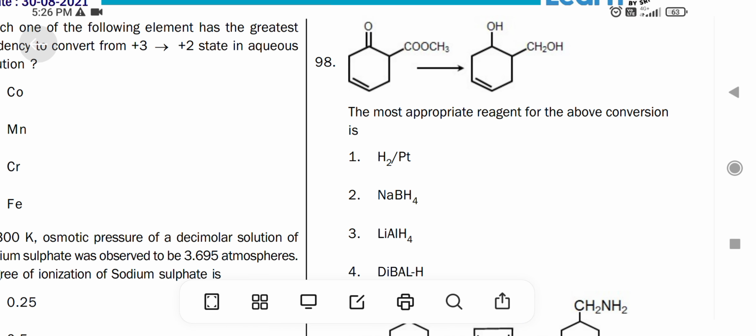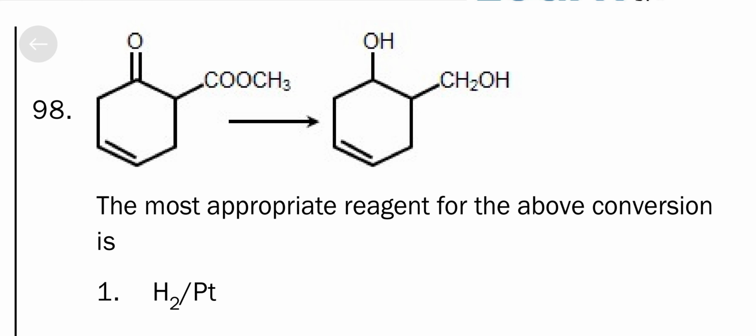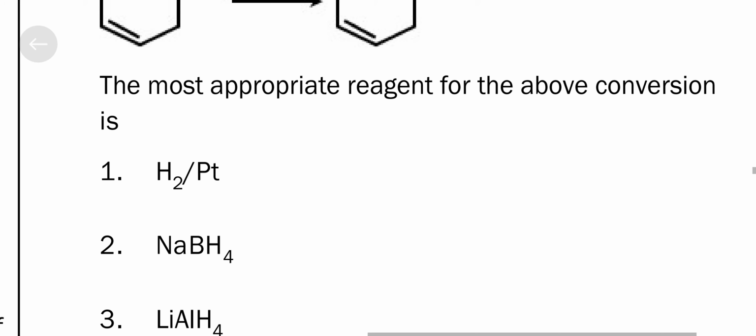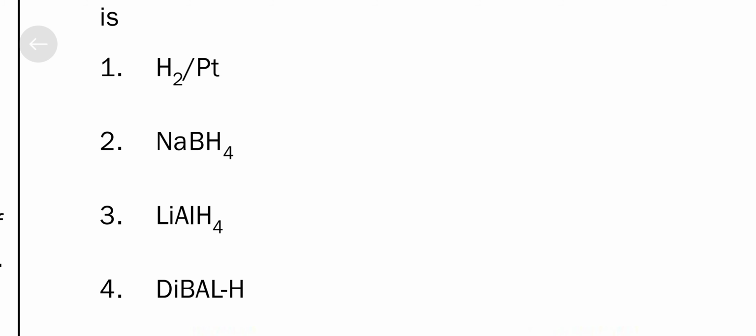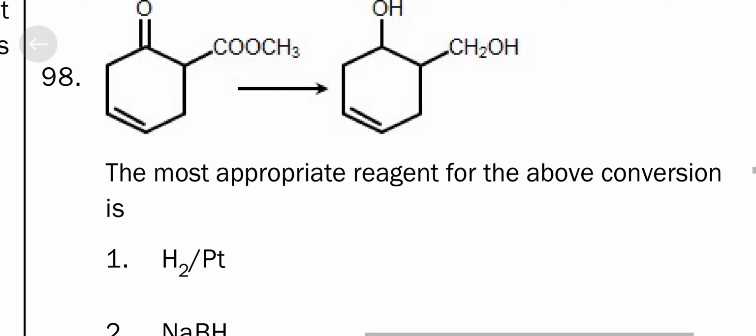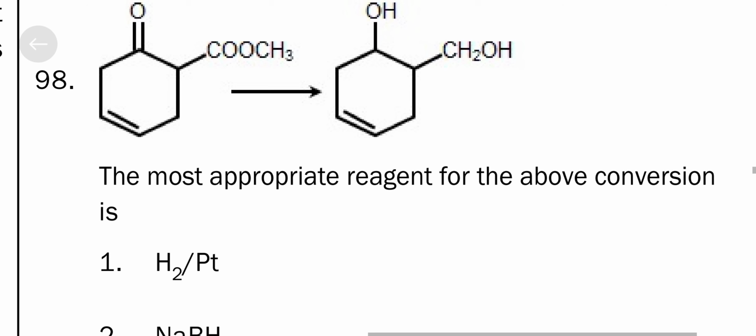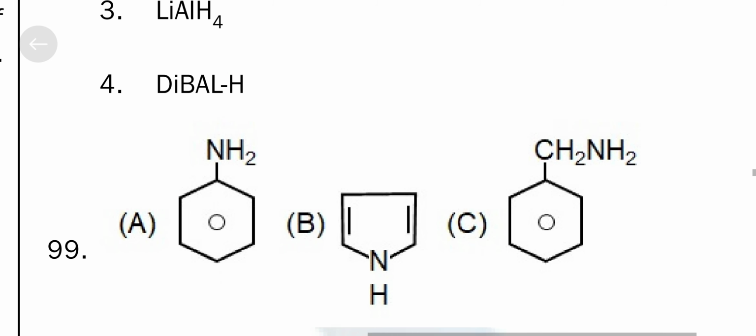98 is very interesting, you see. There is a ketone group, and the ketone group is reduced. There is an ester group, and the ester group is also reduced, but the double bond is not reduced. This is a job done by lithium aluminum hydride. Lithium aluminum hydride's specialty: the double bond is not affected, but ketone and ester both are reduced. NaBH4 you can't use for ester, and DIBAL-H reduces ester to aldehydes, not alcohol.